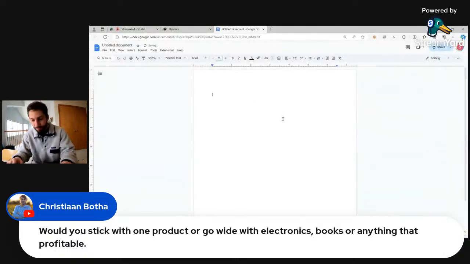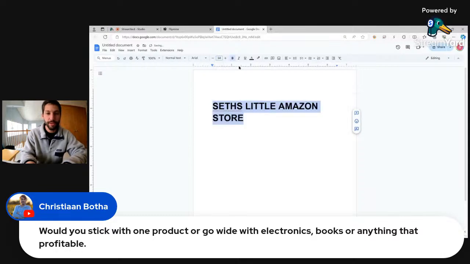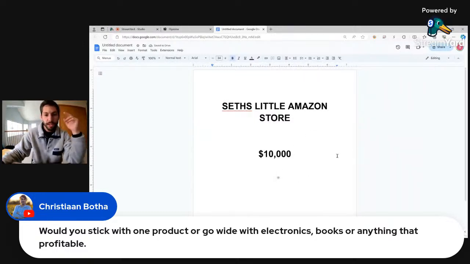So let's say we are Seth's little Amazon store. We're going to make this bold, and we're going to make this 34 font. We're going to center it. All right. So Seth has 10 grand. Seth wants to make a lot of money on Amazon. So this is Seth going wide versus Seth going deep.